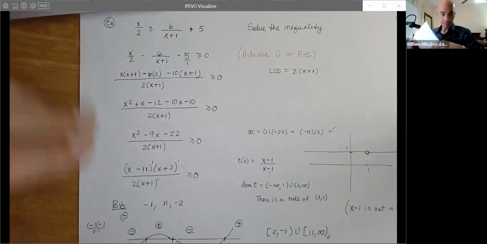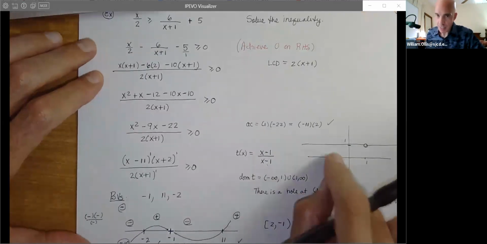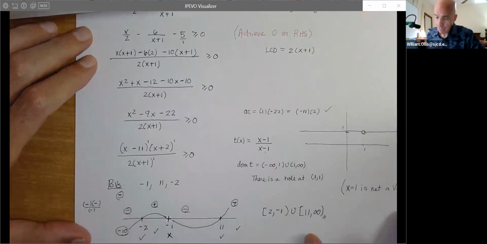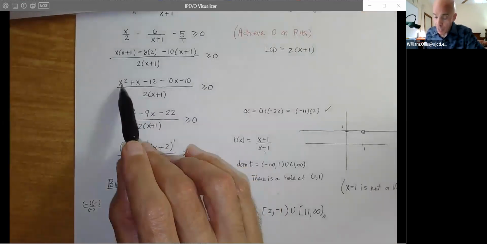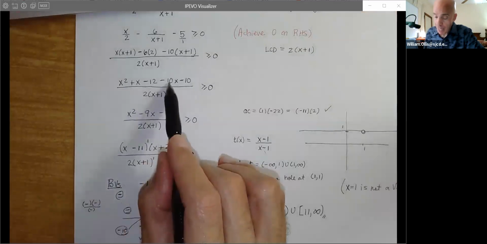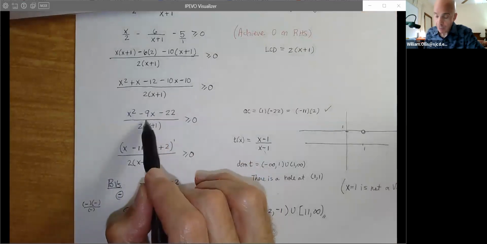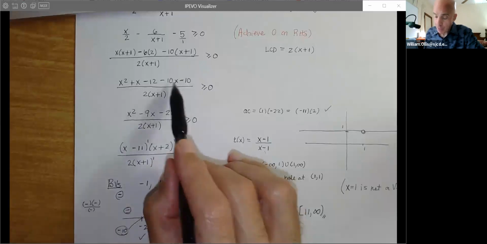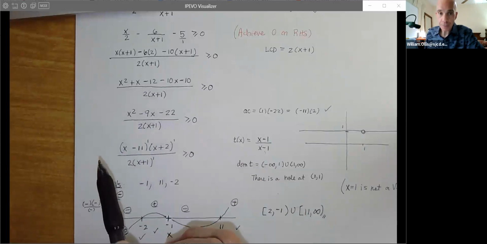Now, I'll go ahead and pull all this away. That'll take me to this example over here. And now, when we combine terms, we get x squared, and then we have a negative 10x and an x, which gives us a negative 9x. And then, of course, the negative 12 minus the 10 gives us a negative 22.